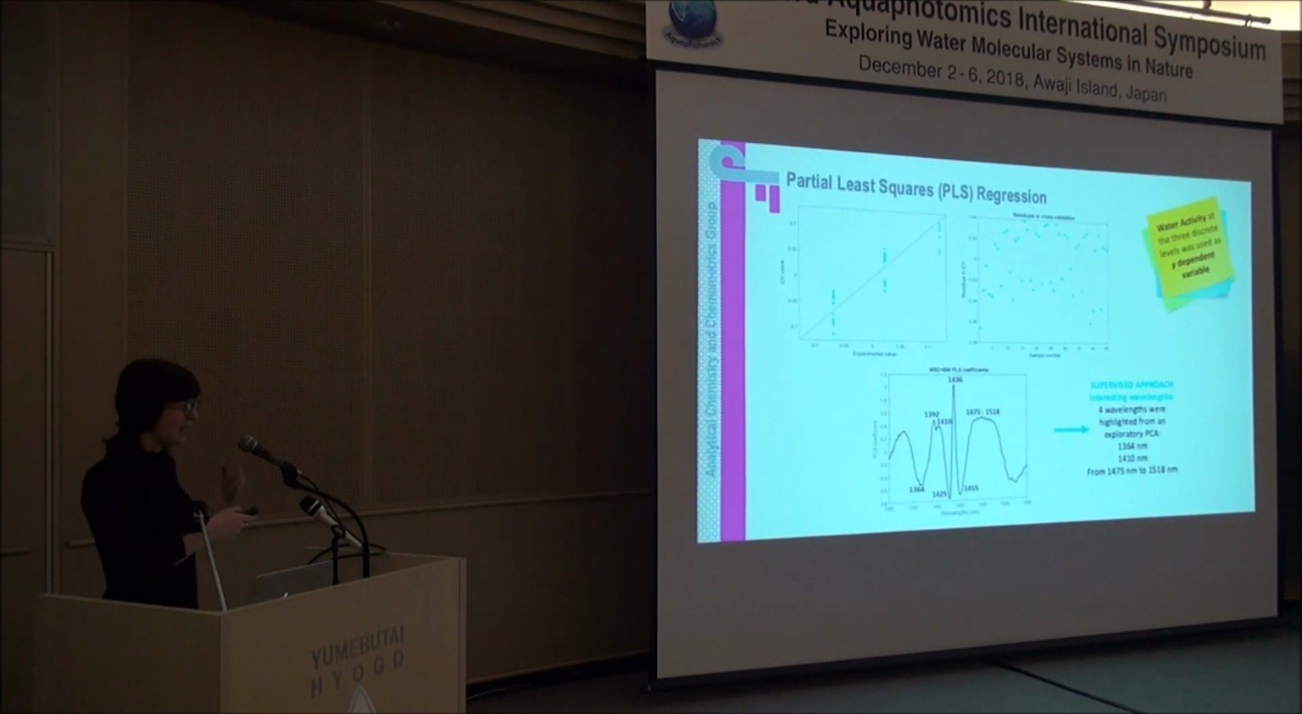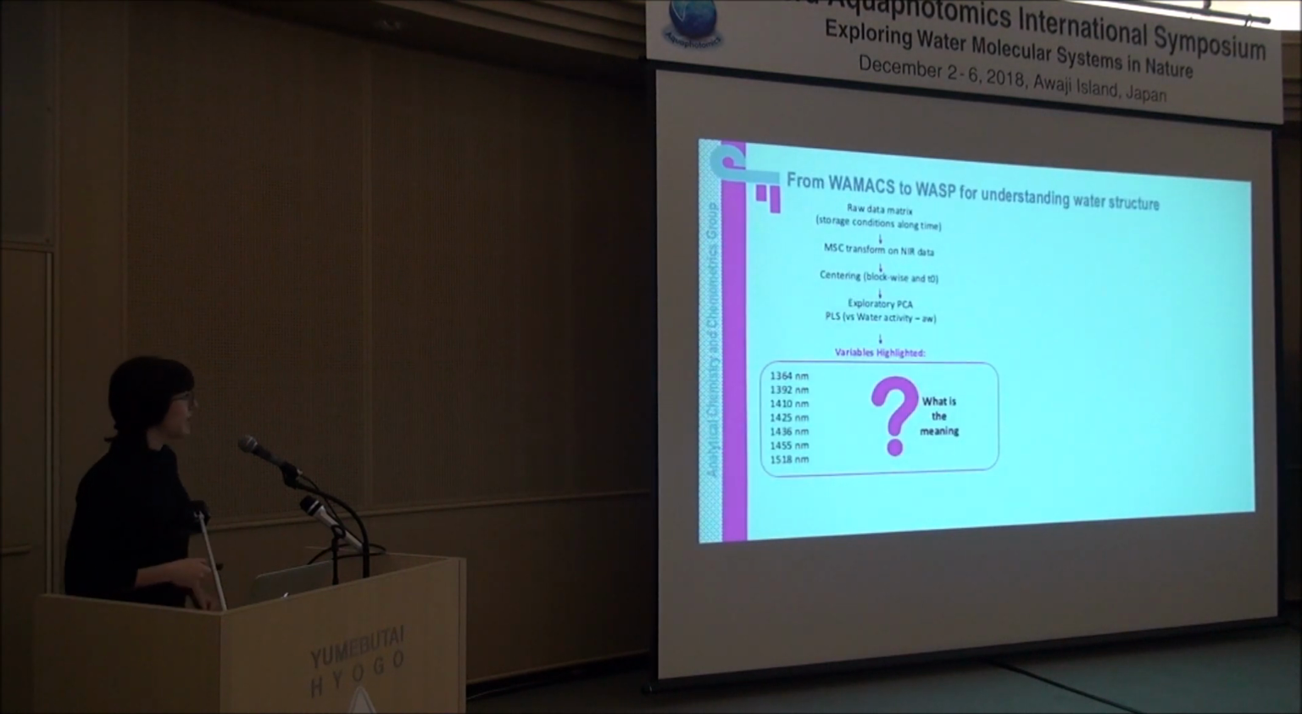I forgot to say, but it's easy to understand here, that the y-dependent variable was, of course, the level of water activity. So we forced the model in the direction of water activity. Okay, so what we made until now: we had the raw data matrix, we performed MSC, we had 2 types of data centering, we made the exploratory step and the PLS step.